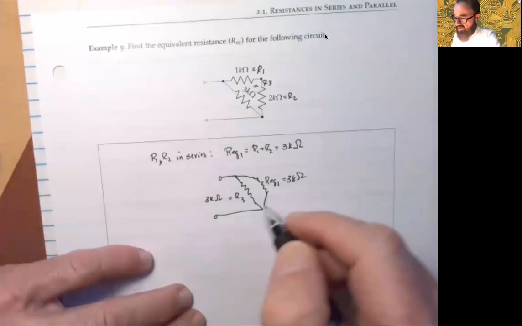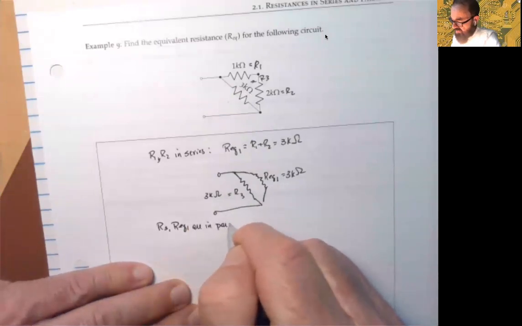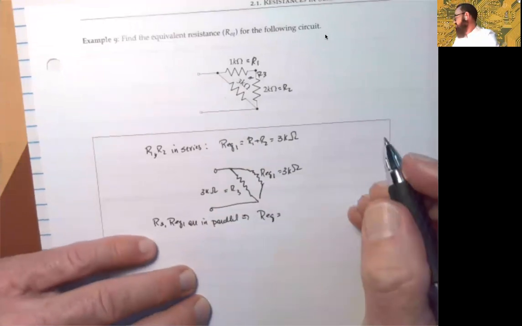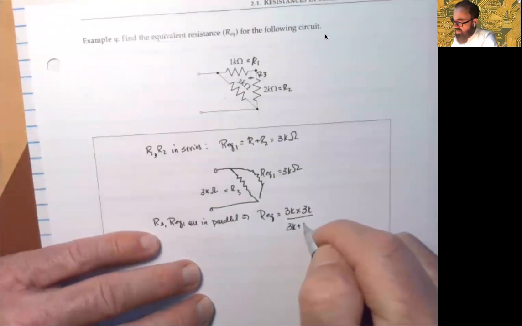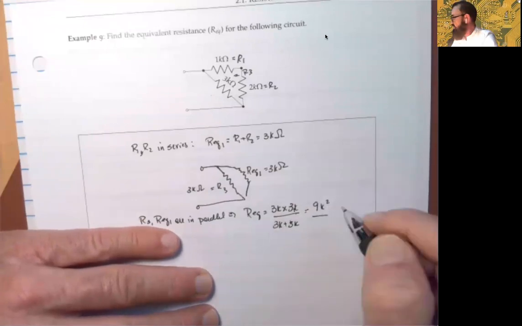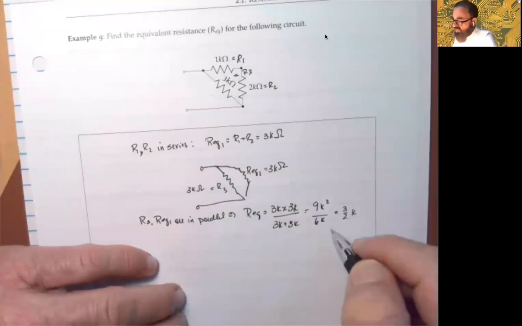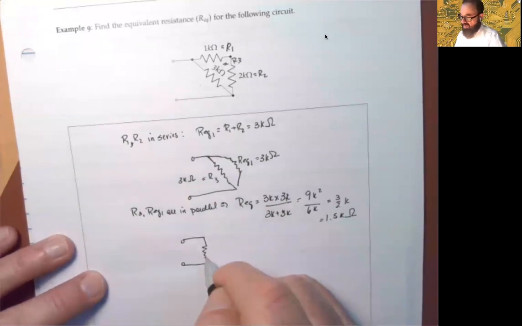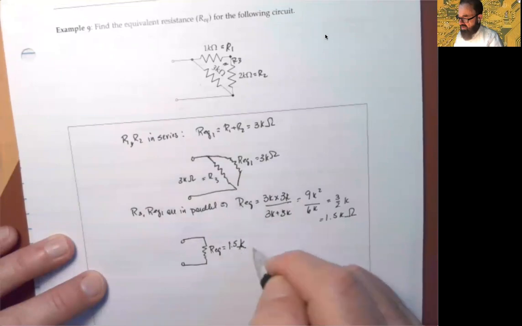And finally, you can see they're in parallel, aren't they? So R3 and the first equivalent REQ1 are in parallel. So the final equivalent, we don't need an REQ2 in this case. So the final equivalent is simply using two 3K resistances. So 3K times 3K over 3K plus 3K. Don't drop the fact that these are large values, so we're just using K. This would give you what, 9K squared over 6K. And that's the same thing as 3/2 K, or 1.5K ohms. So the equivalent in this case is just this simple circuit, with the equivalent being 1.5K ohms.